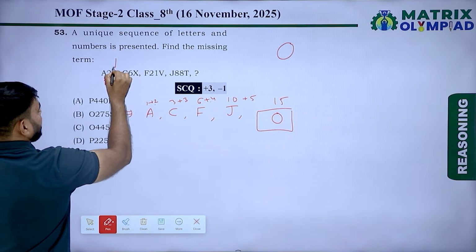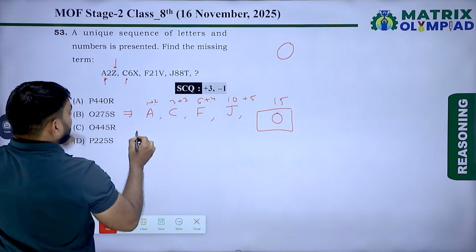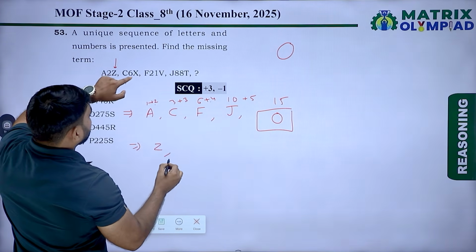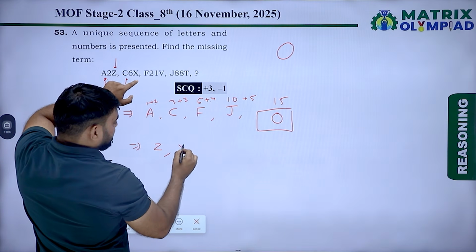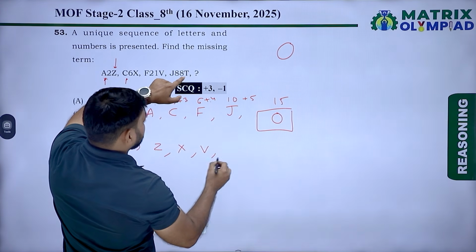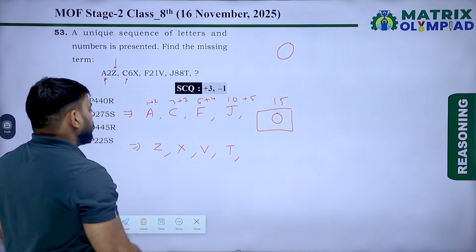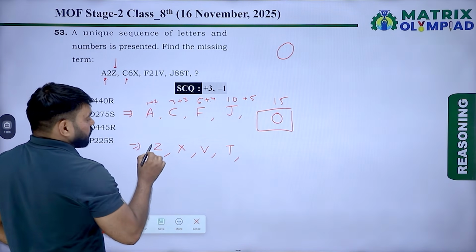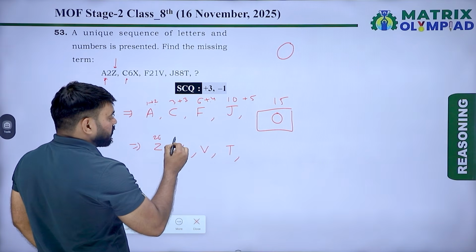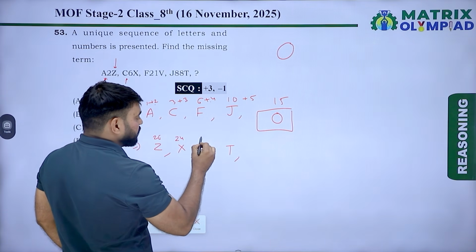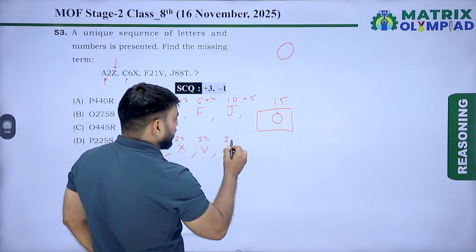Now taking second letter of each term. So second letter of first term is Z. Second letter of second term is X. Second letter of third term is V. After V next is T, and after T next letter is missing. Now find the place value of given letters. So place value of Z is 26, place value of X is 24, place value of V is 22. Now place value of T is 20.